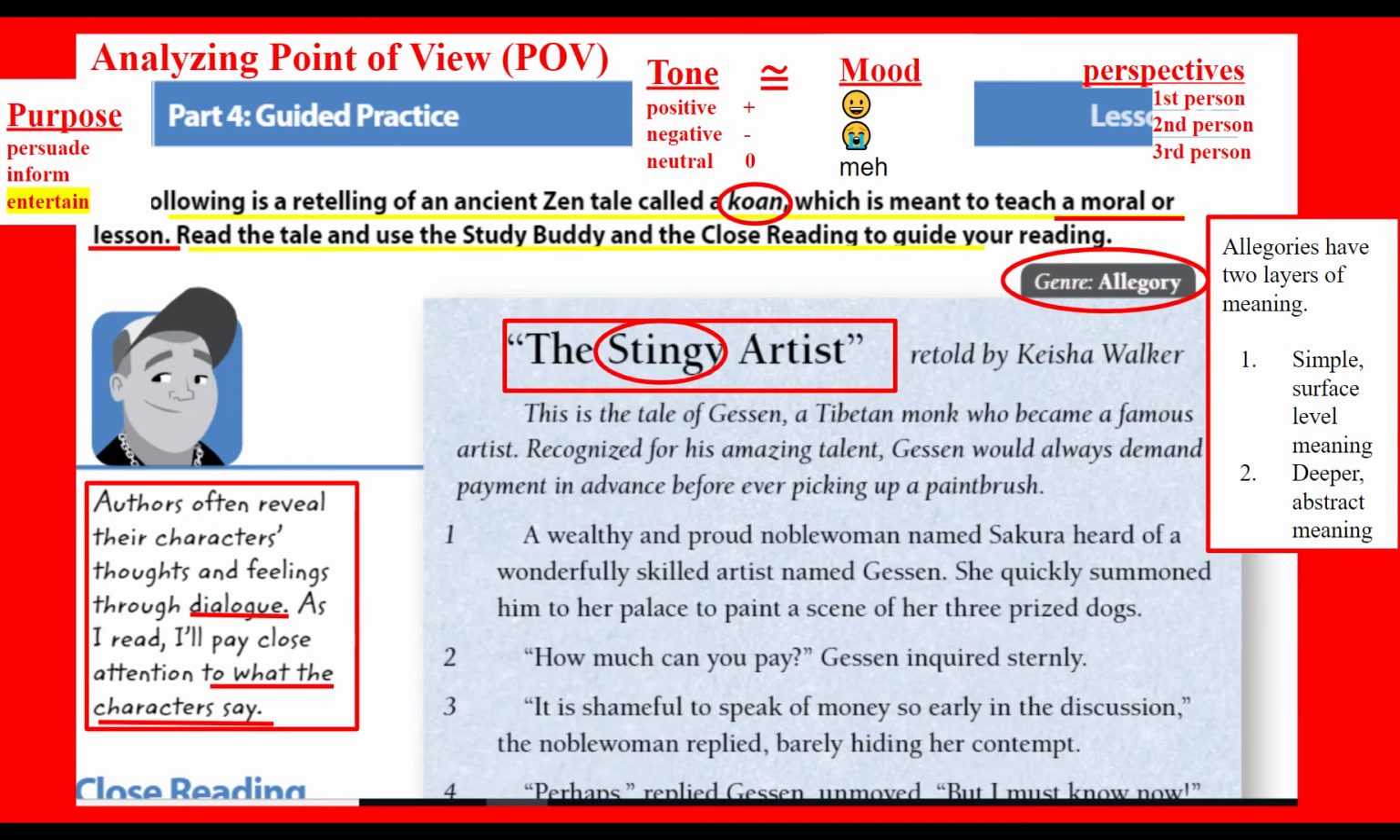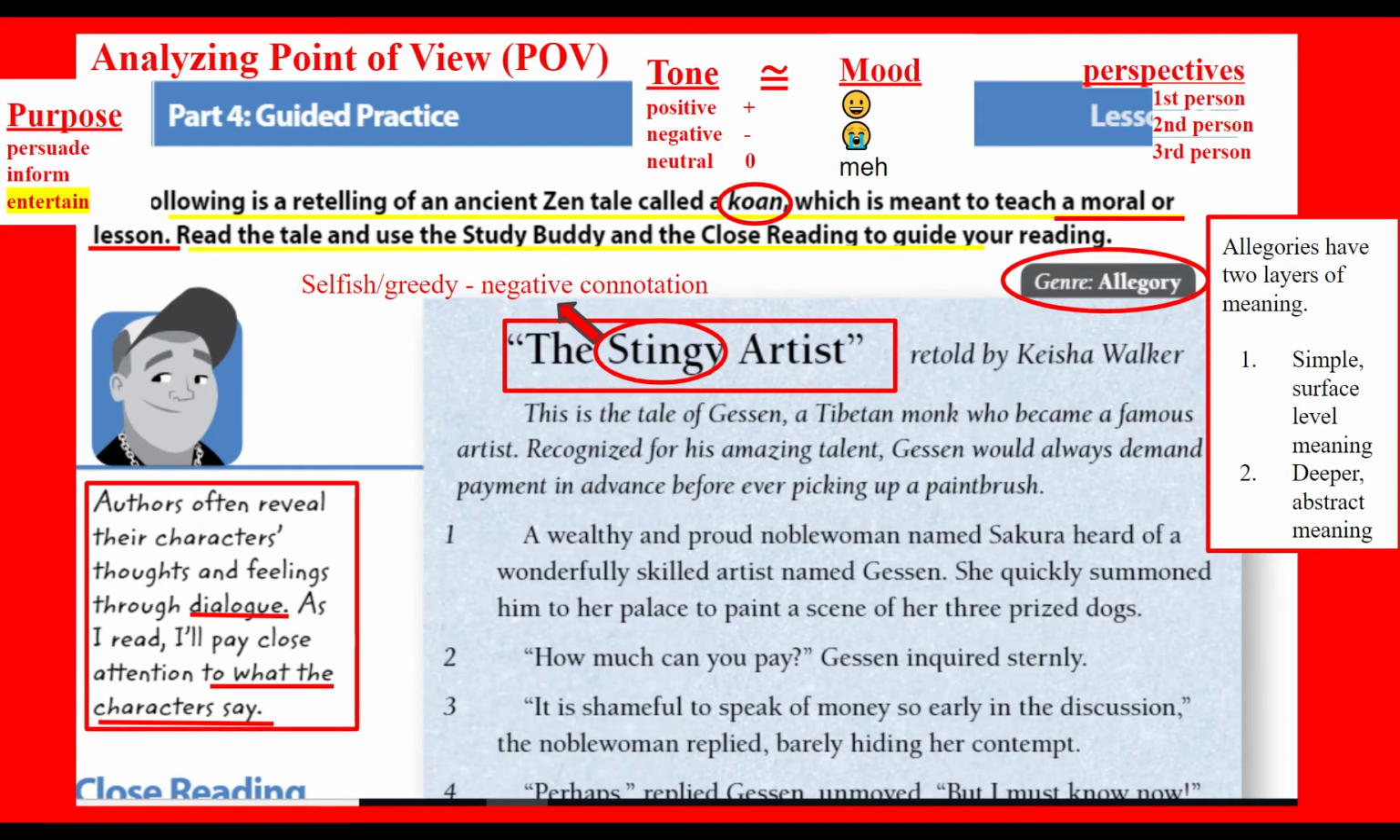So the stingy artist. Let's look at the word stingy. I have it circled in our title. So, do you know what stingy means? If not, I'm about to tell you. Stingy means selfish or greedy.